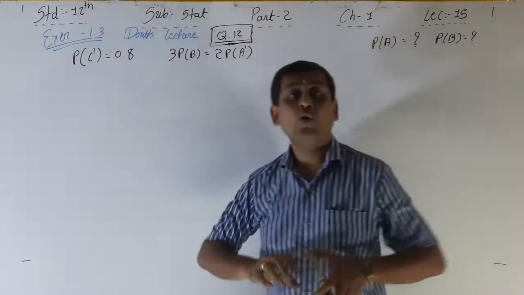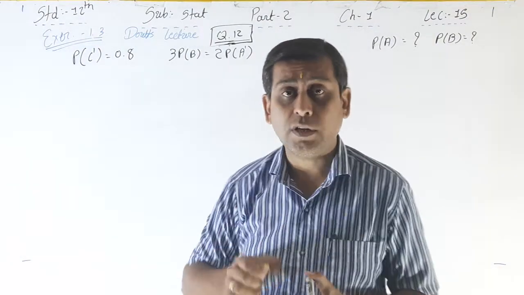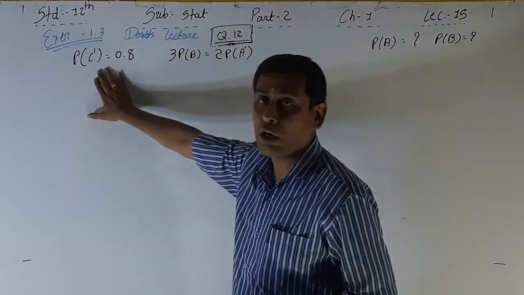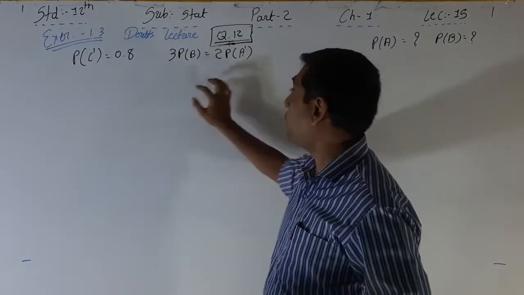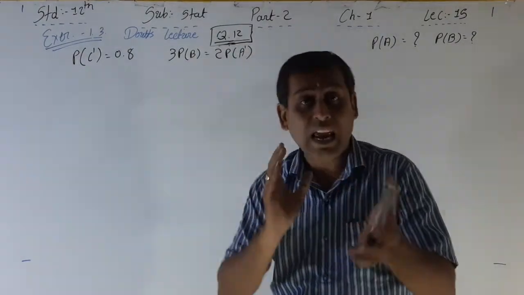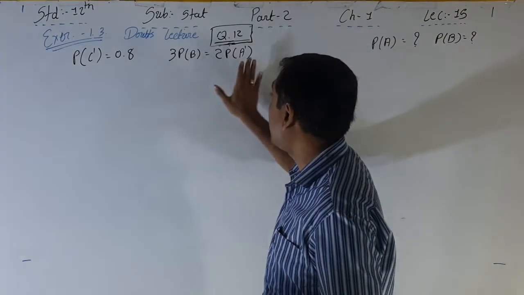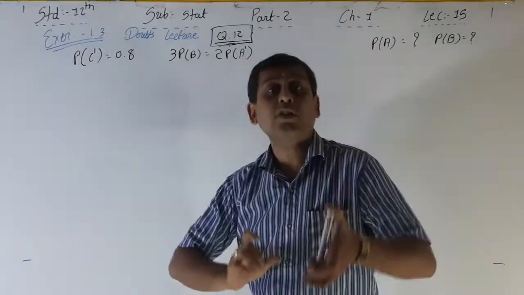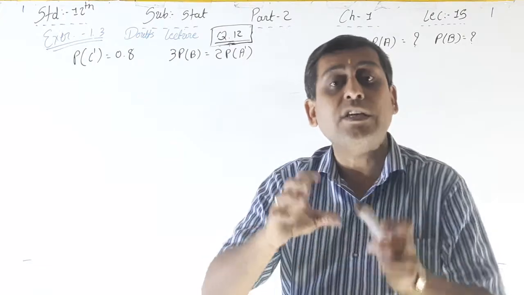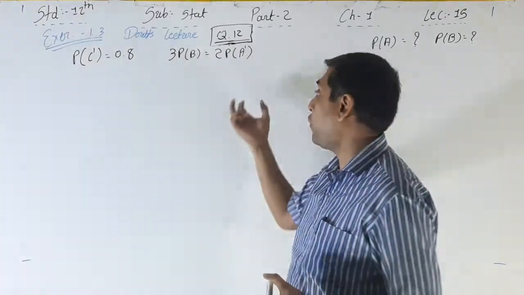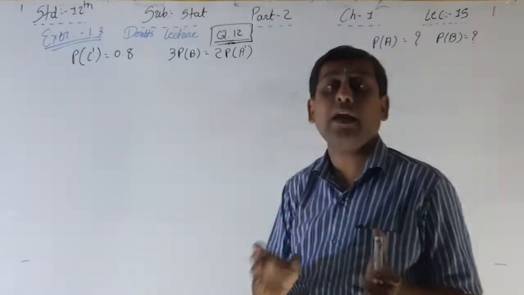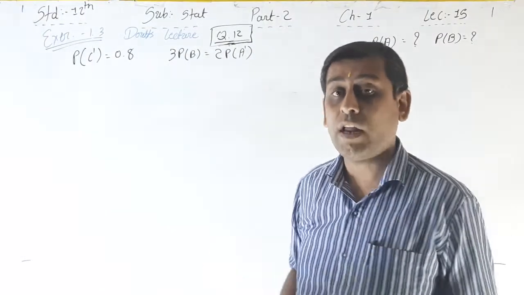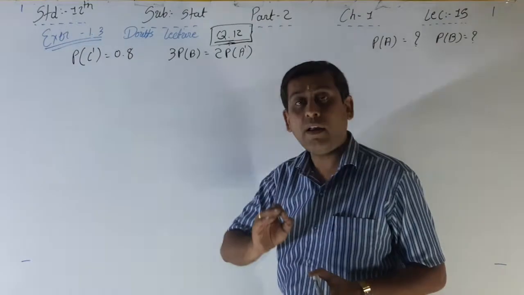See, the twist is that the compulsory C is not given, C dash is given. A and B we have to find out, but the relationship between A dash and B is given. We have to find out first of all A, then the relationship between A and B, and then find out A, B, C, and then find out C.